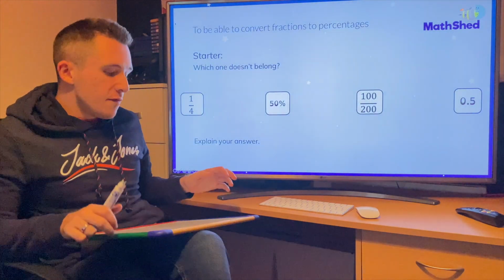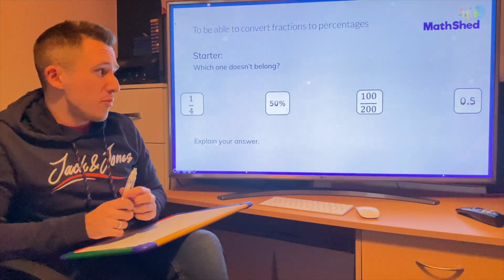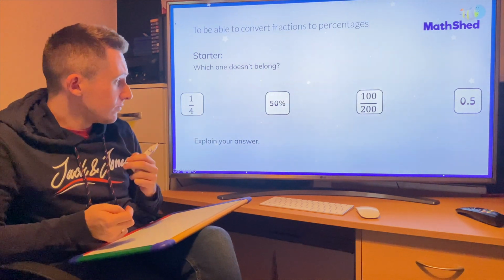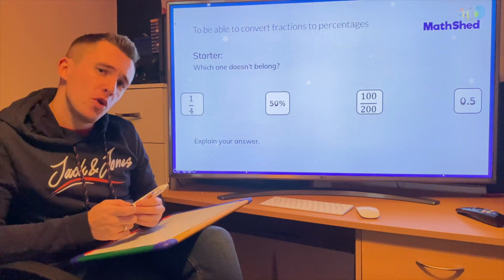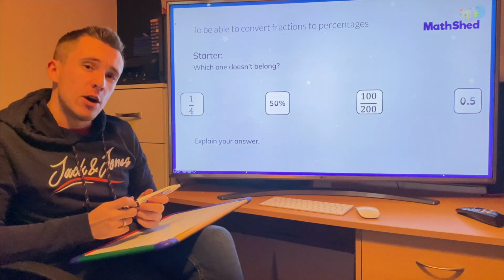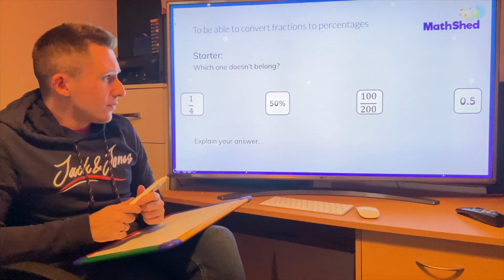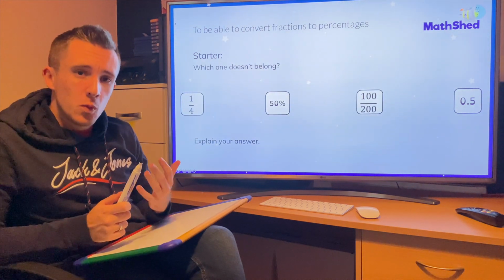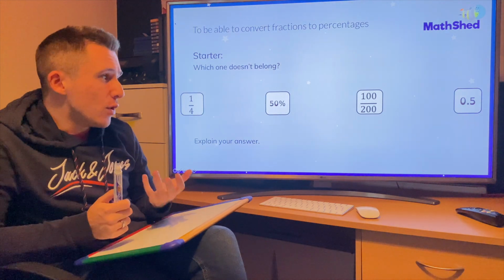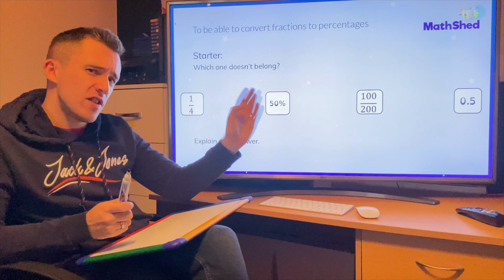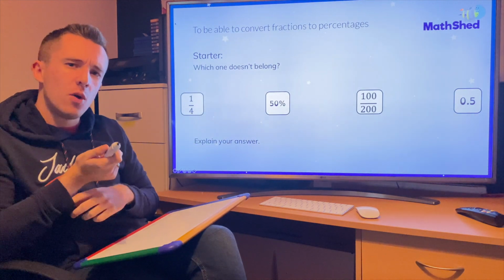Alright, so very similar to yesterday, I've got 4 different representations here. I've got fractions, decimals and percentages. Which one doesn't belong? Pause the video, work out which one's the odd one out for me. Now the only way we're going to be able to tell which one is the odd one out is if we make them all the same. Because at the moment, because we've got fractions, decimals and percentages, it's hard to work out whether they're the same or not.